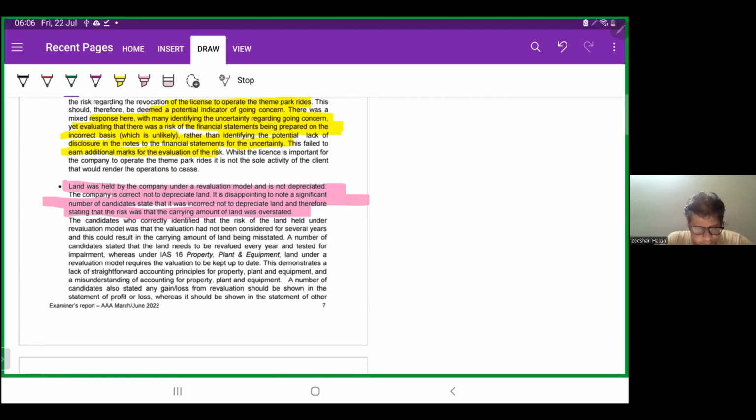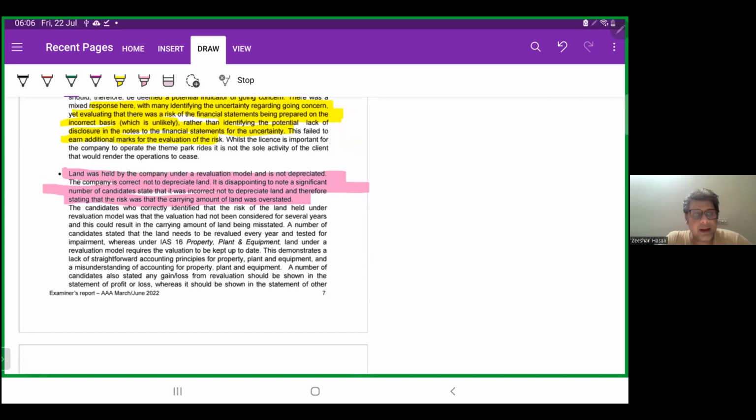Next, land held under a revaluation model is not depreciated. The company does not depreciate land. It is disappointing to note a significant number of candidates stated that it was incorrect not to depreciate land.